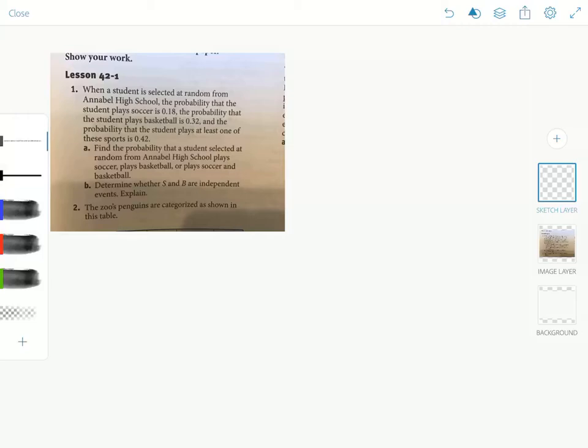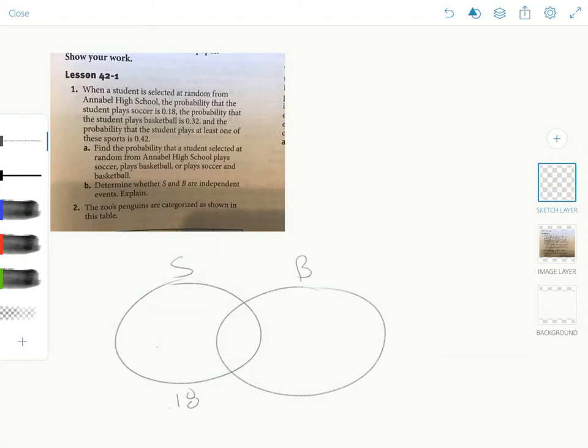Here's an independent events problem. When a student is selected at random from a high school, the probability that the student plays soccer is 18%. So here goes my Venn diagram. The probability that they play basketball is 32%. And the probability that the student plays at least one of those sports is 42%.